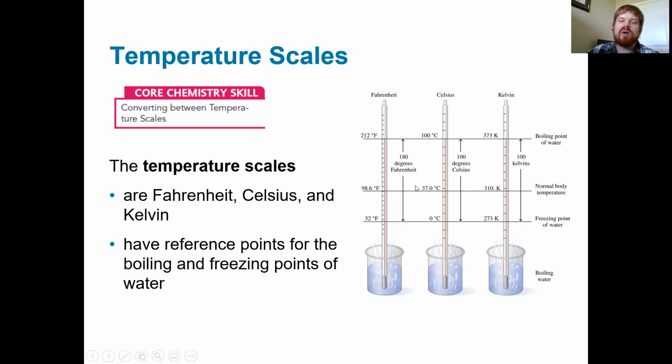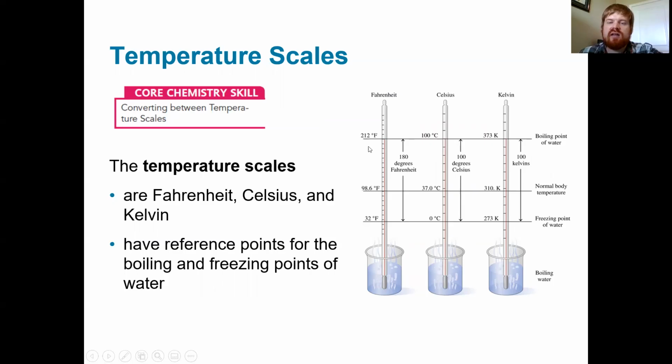So the reference points that are going to be listed here are the boiling point of water, the freezing point of water, and then normal body temperature. So for Fahrenheit, the boiling point of water is 212 degrees Fahrenheit. Normal body temperature is 98.6 degrees Fahrenheit, and the freezing point of water is 32 degrees Fahrenheit.